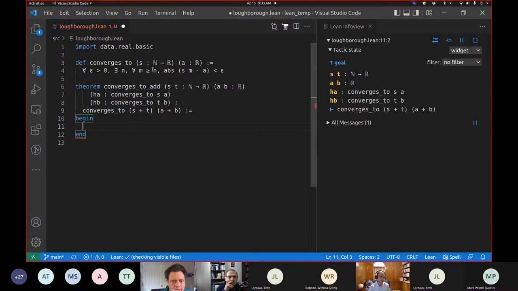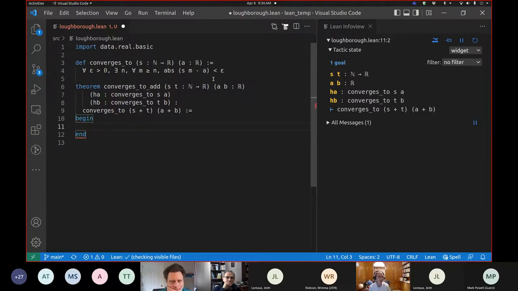So S is a function from the natural numbers to the real numbers, right? Which is just another way of saying that it's a sequence of real numbers. A is a real number. The colon equals says what follows is the definition. And so the definition of the concept is that for every epsilon greater than 0, there is an n such that for every m greater than or equal to n, the absolute value of S m minus A is less than epsilon. So it's just the definition you're familiar with, written in logical symbolic notation.